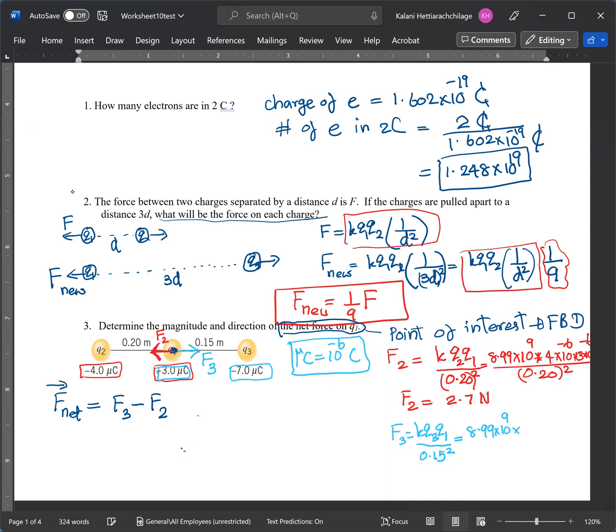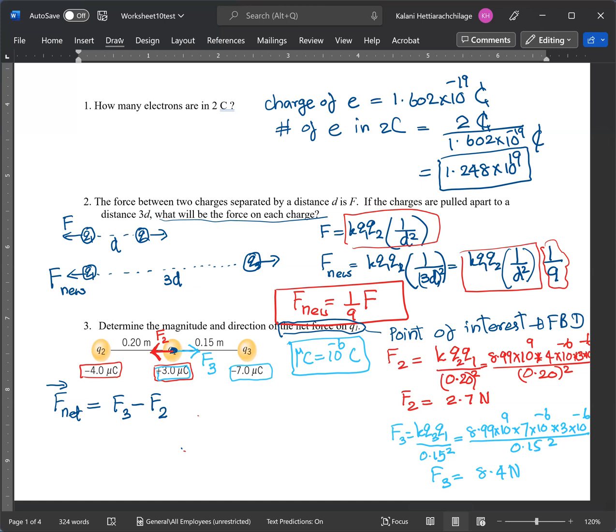And then Q3 is 7 times 10 to the negative 6 because of microcoulombs. And Q1 is 3 times 10 to the negative 6. And you're going to divide by the distance to the power 2. So this one, plug into the calculator, and I get 8.4 newtons.